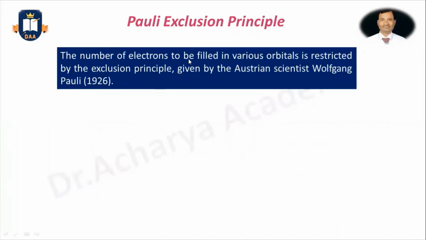The number of electrons to be filled in various orbitals is restricted by the Pauli exclusion principle. This principle was first given by the Austrian scientist Wolfgang Pauli in the year 1926. That means it determines how the electrons will be accommodated in the atomic orbitals. There is one criterion there, which is the Pauli exclusion principle.